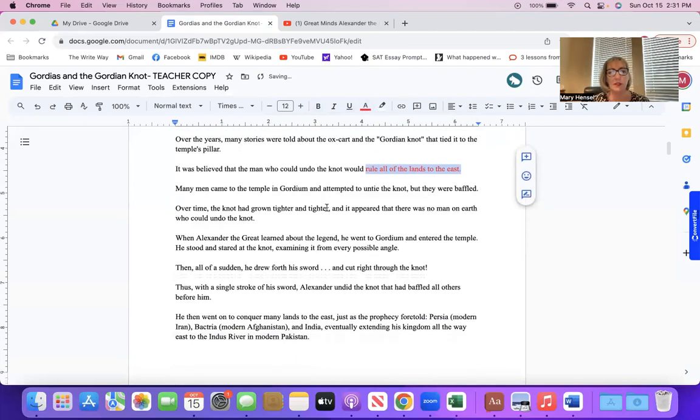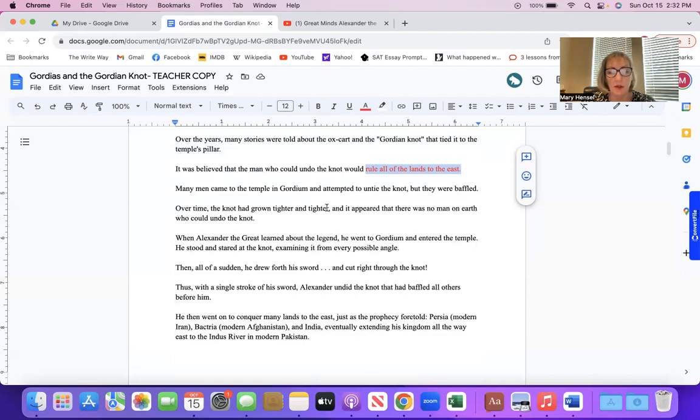Many men came to the temple in Gordium and attempted to untie the knot, but they were baffled. Over time, the knot had grown tighter and tighter, and it appeared that there was no man on earth who could undo the knot. When Alexander the Great learned about the legend, he went to Gordium and entered the temple. He stood and stared at the knot, examining it from every possible angle. Then all of a sudden, he drew forth his sword and cut right through the knot. Thus, with a single stroke of his sword, Alexander undid the knot that had baffled all others before him.